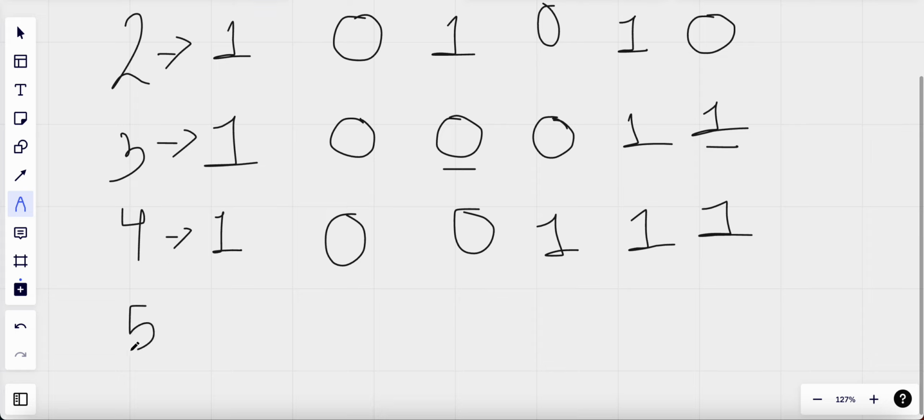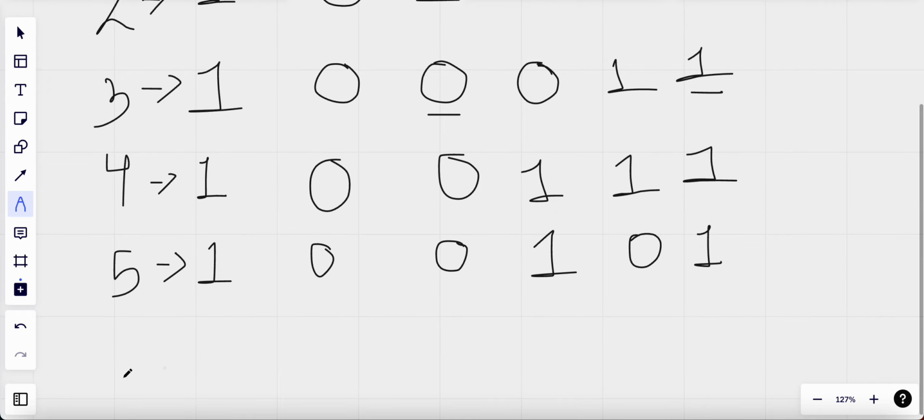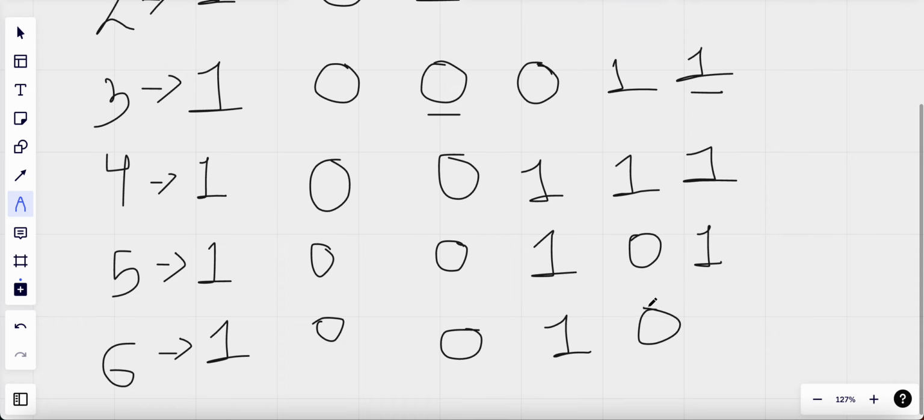Now in our fifth round we toggle the fifth bulb. All the first 4 bulbs will remain as they are, and the fifth bulb will change, so this will be 0, and this one won't change. In our sixth round, only the sixth bulb will change, so all the other bulbs remain the same. The last one, the sixth, will change to 0.